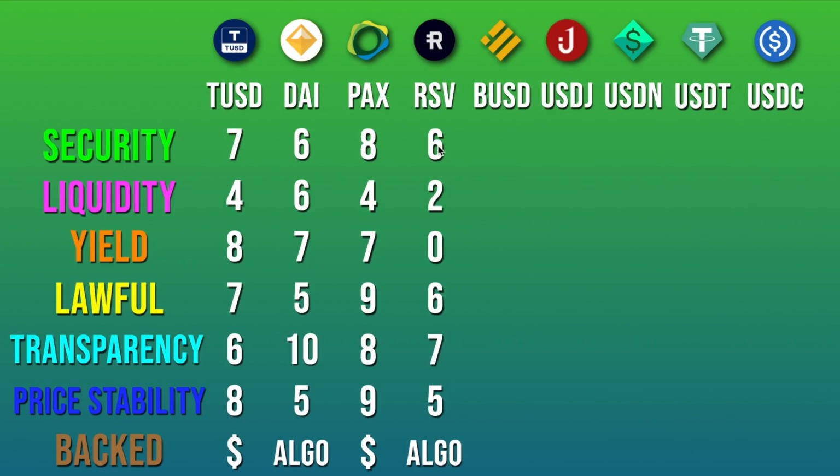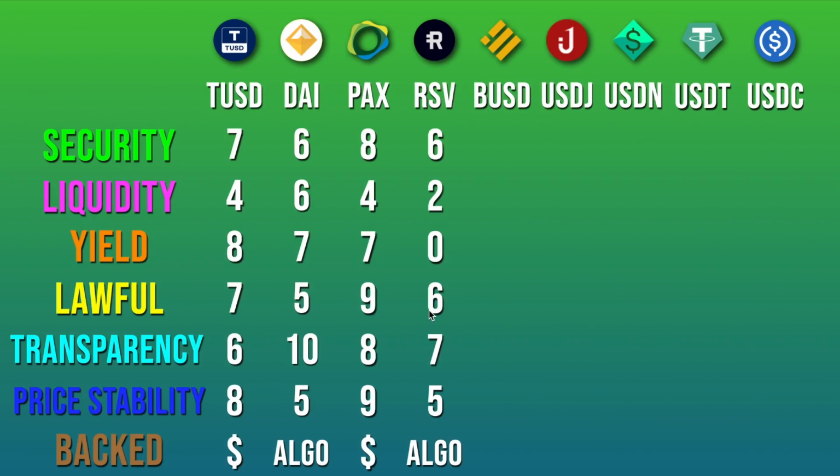But the good thing about this is that if one of these actually fails, then you will not lose all of your value. So that could actually bring the security higher. But I just wanted to put 6 here because it's not really battle tested yet. As far as I know, it's quite new also. Liquidity is 2. You cannot trade it almost anywhere compared to these other coins. Yield is basically 0 for now.